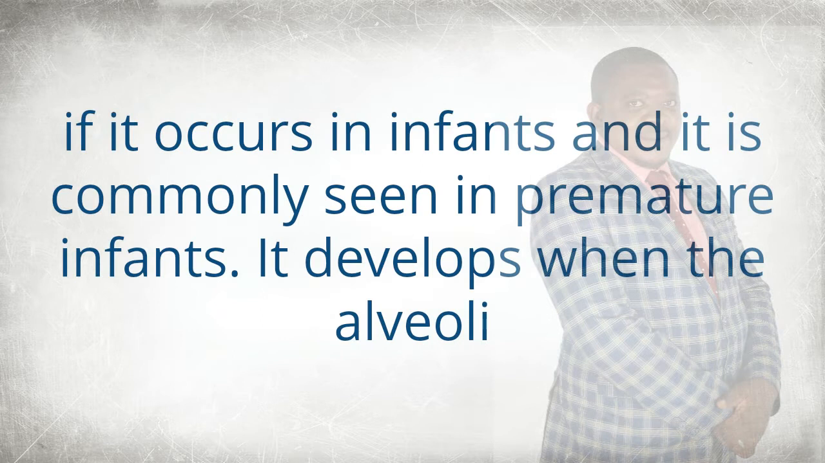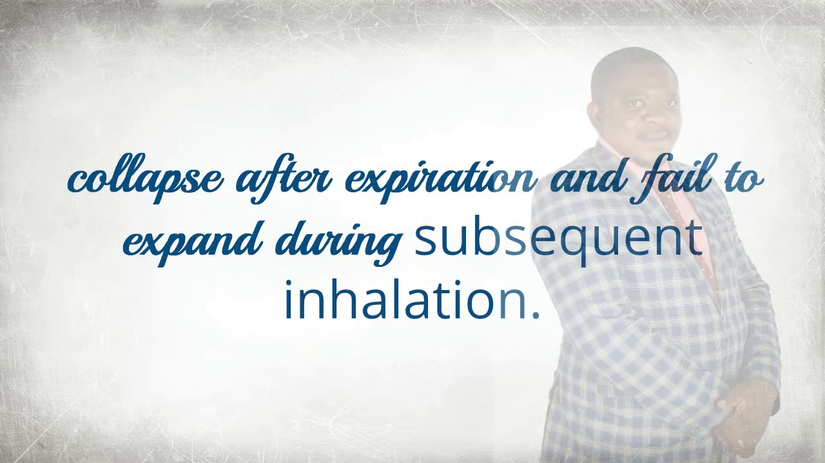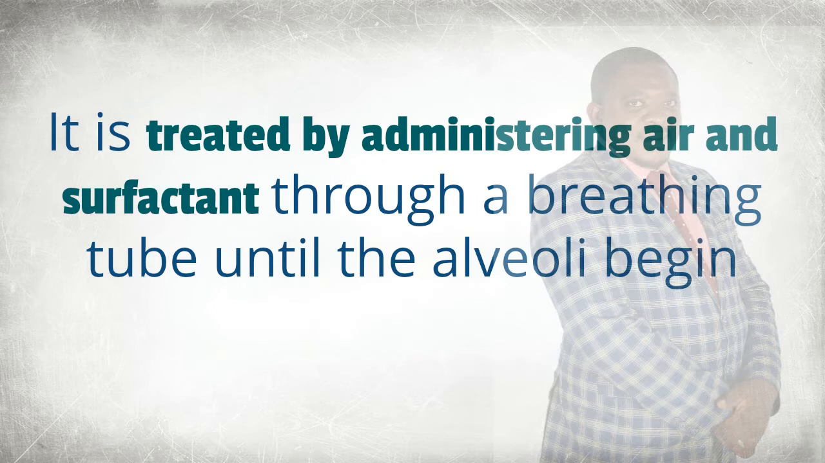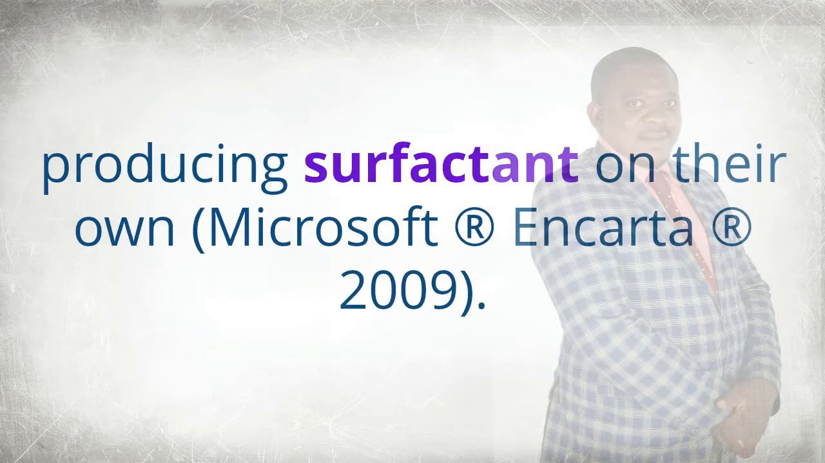It develops when the alveoli collapse after expiration and fail to expand during subsequent inhalation. It is treated by administering air and surfactant through a breathing tube until the alveoli begin producing surfactant on their own.